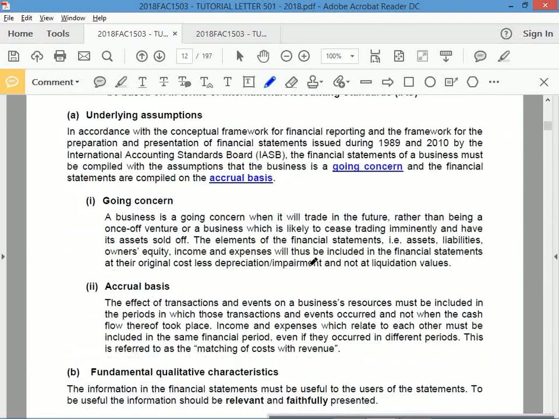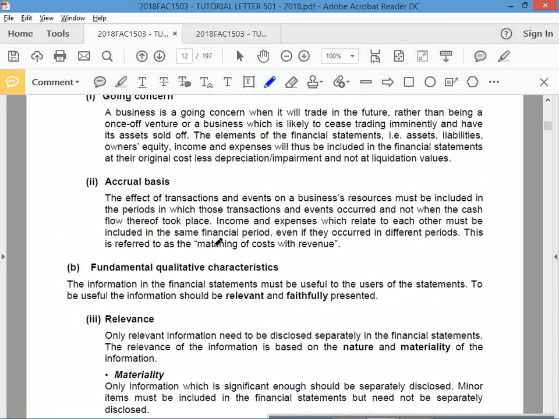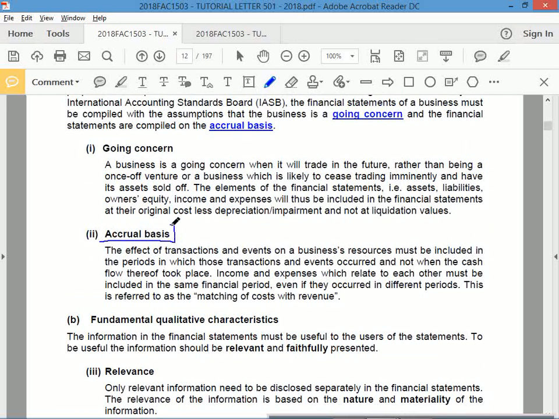There's a note about policies. There's even some theory background: going concern, accrual basis. Oh, this one I didn't have on my notes. Let's discuss it.